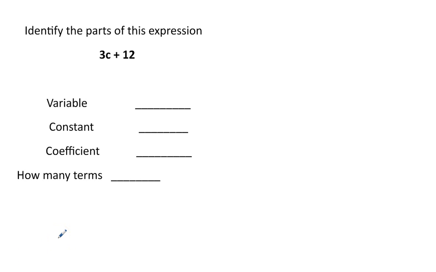We're going to identify the parts of this expression, 3c plus 12. In this expression, a variable is a letter, so I see the letter C, so I put C here. The constant is what doesn't change. That would be 12. Everything is going to have 12 added to it. The coefficient, remember co means to go with, goes with the variable. So 3 is the coefficient. And recall that terms are separated by plus or minus signs. So I see 1 term, 2 terms.